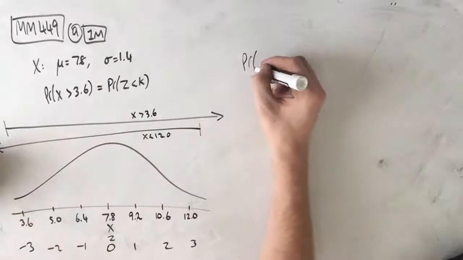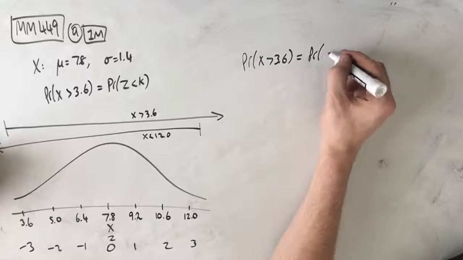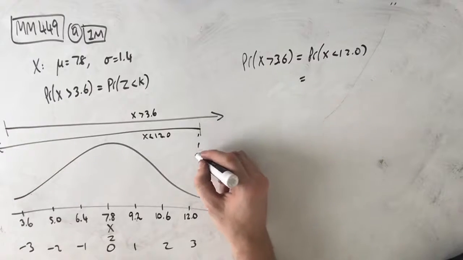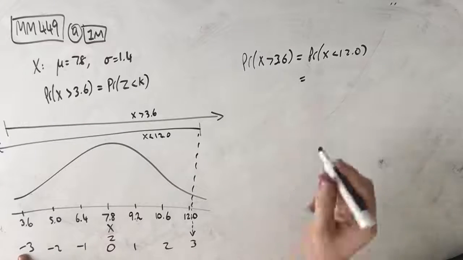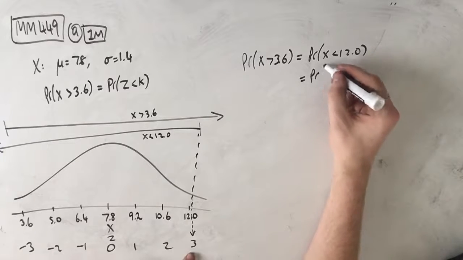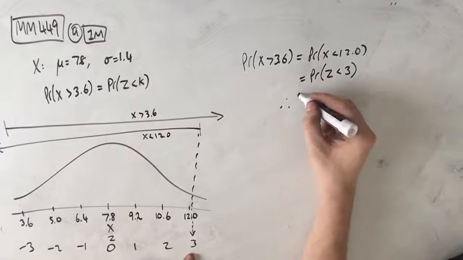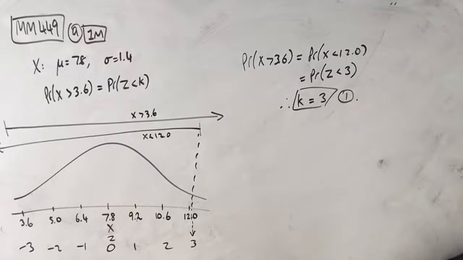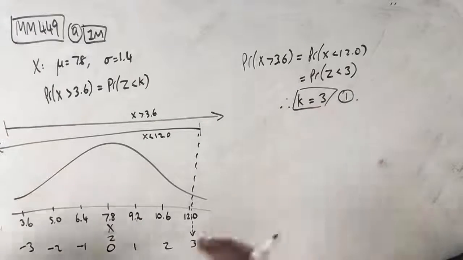So that means that the probability that x is greater than 3.6 equals the probability that x is less than 12.0, and we basically need to find our corresponding z value there, which is 3. Okay, so our corresponding z value for 3.6 is -3, and our corresponding z value for 12 is 3. So therefore, k is equal to 3. If you don't understand that, just hit me up in the comments below, but that's our first mark for part A, and now let's move on to part B.